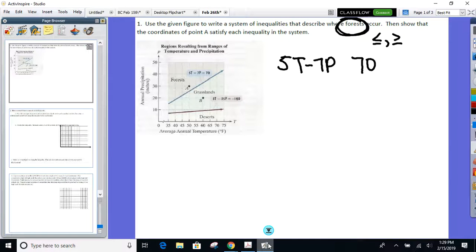Any group or person confident and they know the symbol? I got a less than or equal to. Yes, no, maybe?